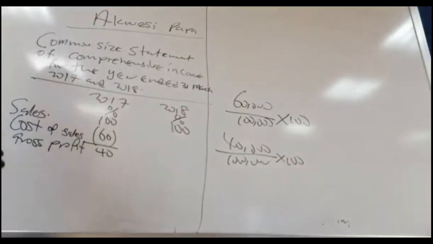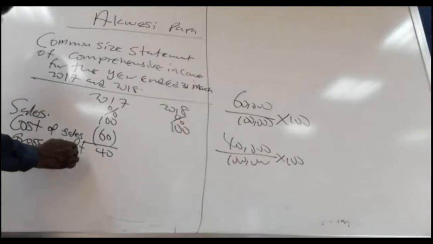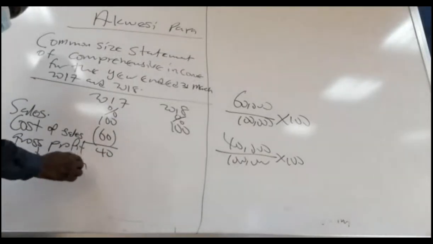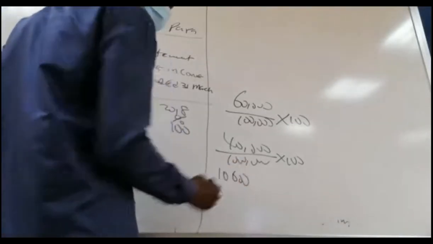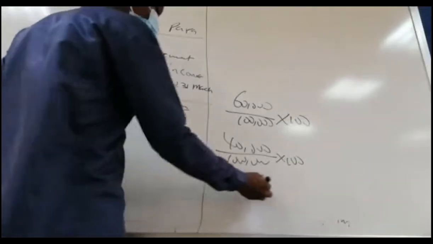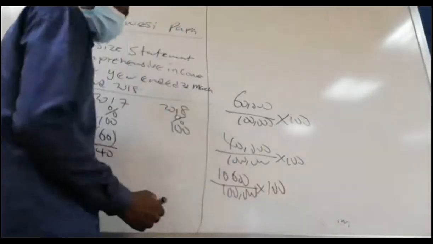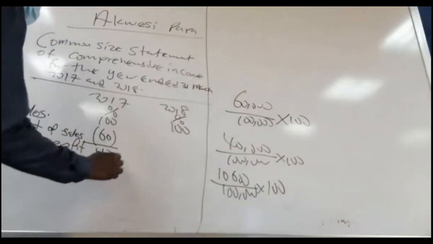The next item on the list is what? Distribution cost, right? Distribution cost is 10,600, right? So 10,600 divided by sales of 100,000 times 100. So you get something like 10.6. You put it in brackets.